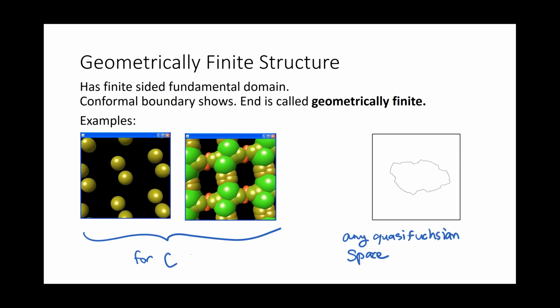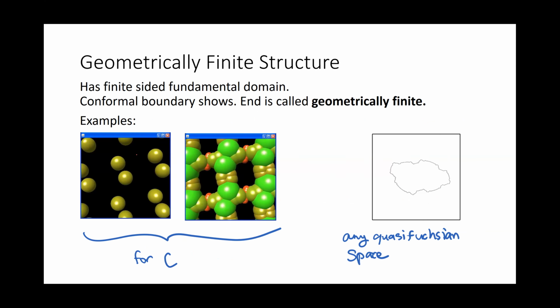There are different types of hyperbolic structures. Geometrically finite structures are the simpler ones, and geometrically finite structures have finite-sided fundamental domains. And for these, a way of telling whether you are geometrically finite or not from these sorts of pictures is that you will see the conformal boundary.